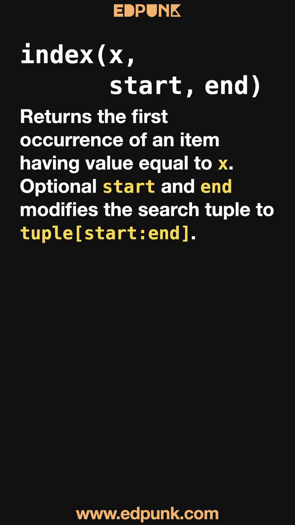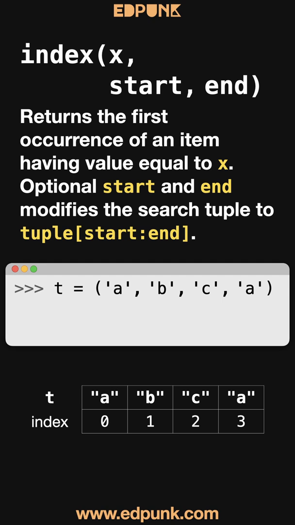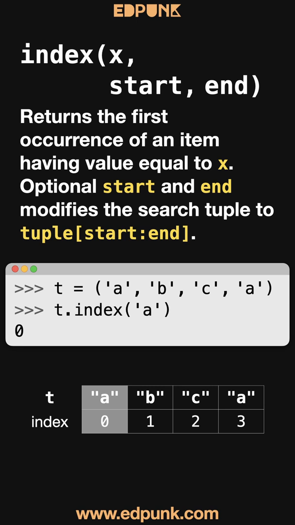The index method also accepts optional arguments start and end, which search in the slice start to end. Start and end default to 0 and the length of the tuple respectively. For example, let us assign a tuple containing items string A, string B, string C, and string A to a variable t. Now, on executing t.index('A'), the value returned is 0 as the first occurrence of string A is at index equal to 0.